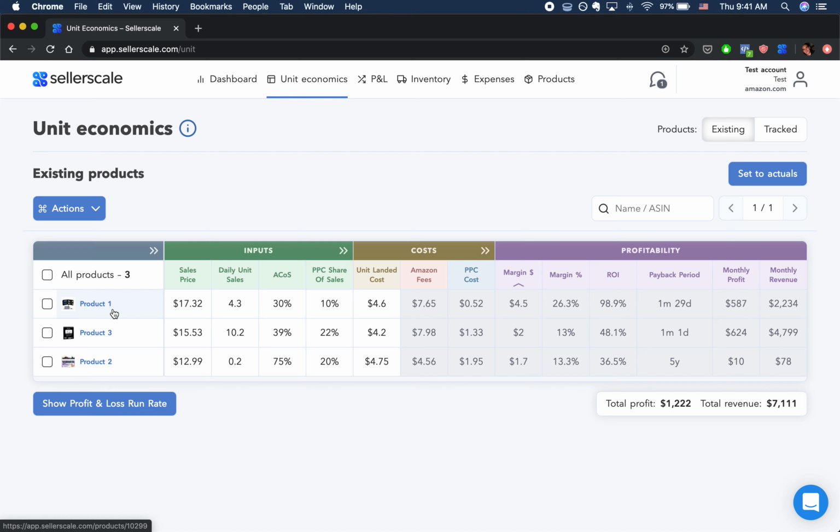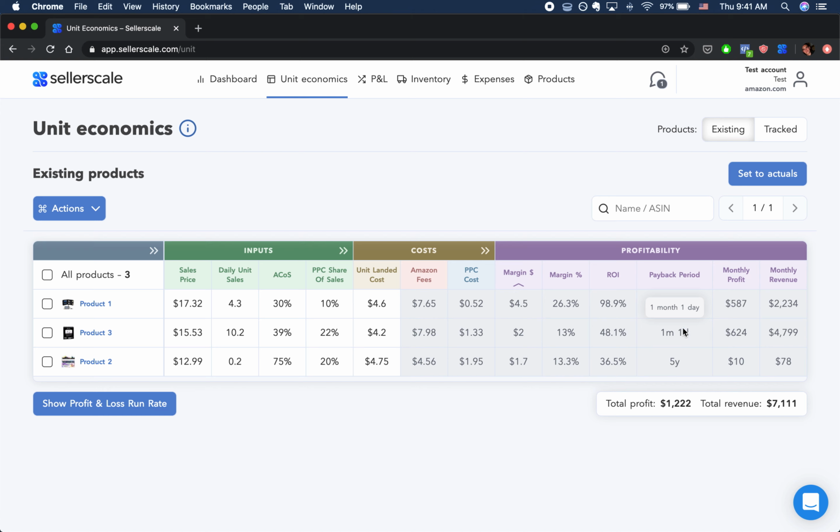So a second way you can use this tool is a little more advanced, but it's extremely powerful. It's called sensitivity analysis. So the idea is that you can play with any of these inputs, as well as the unit landed cost, and see how your profitability metrics on the right respond. And by doing that, develop a much better sense of how compelling each product is. Not just today, but potentially in the future. So let's go through a couple of examples to illustrate.